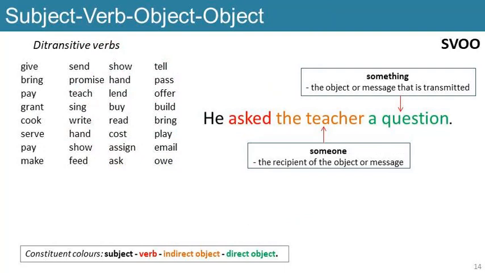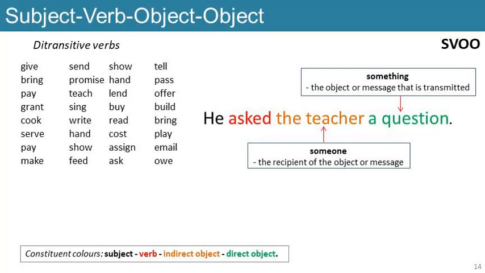The sixth clause structure is subject, verb, indirect object, direct object, SVOO. The verbs in each case are ditransitive, which means that they can be followed by both object types. Most ditransitive verbs involve the transmission of something to someone.